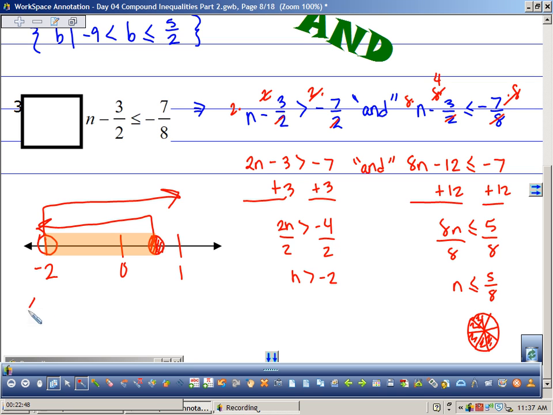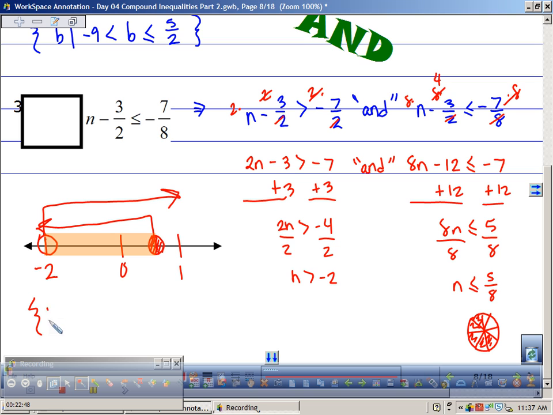Okay, going back to Levi. What variable are we talking about? n, such that n is in between what two numbers? Negative 2 and 1. No. Oh, wait, 5/8. And this is a solid line.